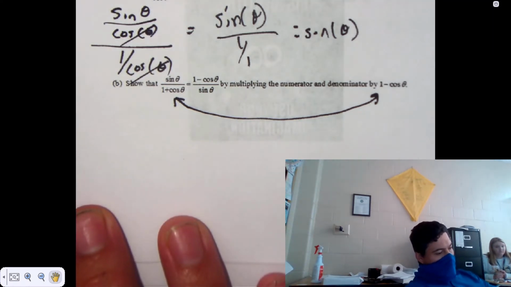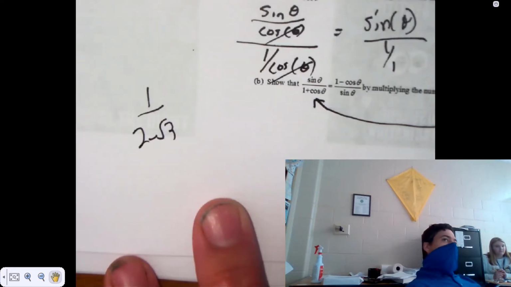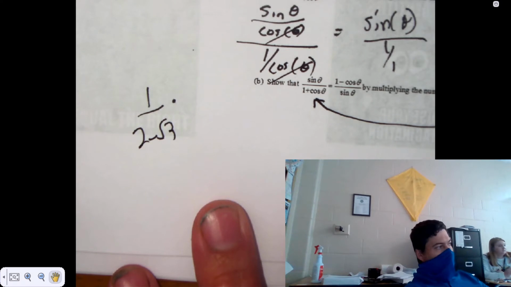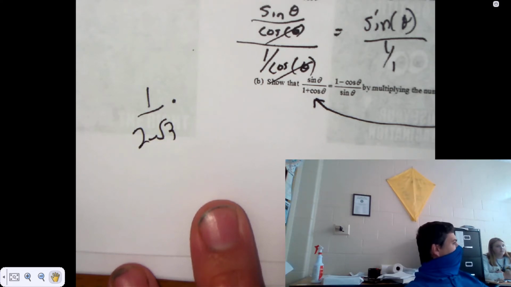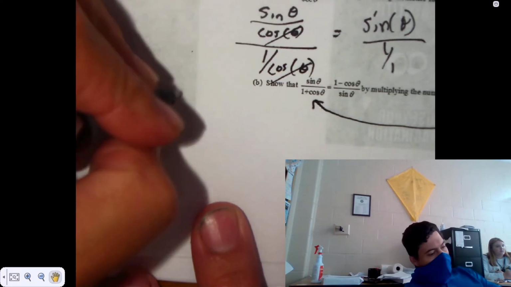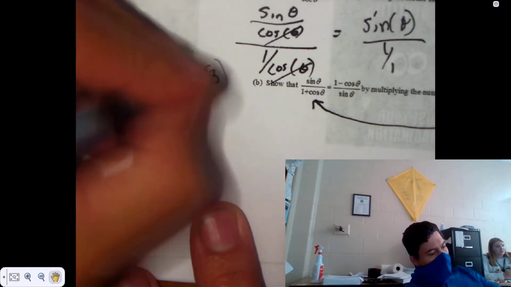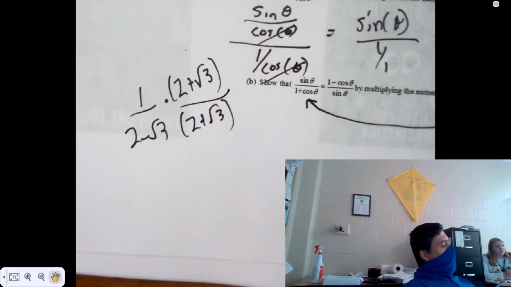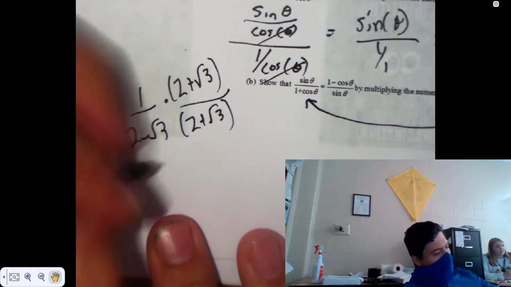How do you clean up 1 over 2 minus the root of 3? Multiply it by what? Didn't y'all all take college algebra 140? Must be an algebra 2 teacher's fault. Multiply the top and bottom by 2 plus the root of 3. Multiply by the conjugate.